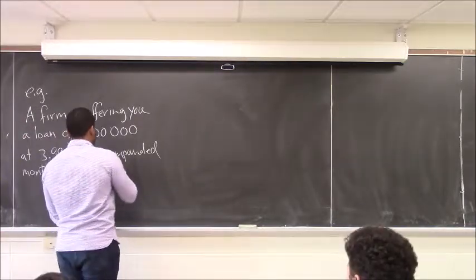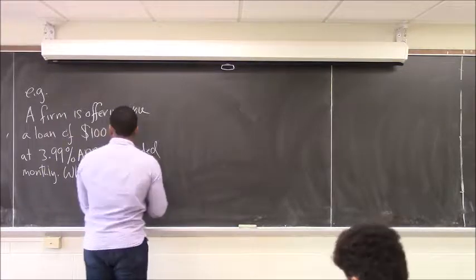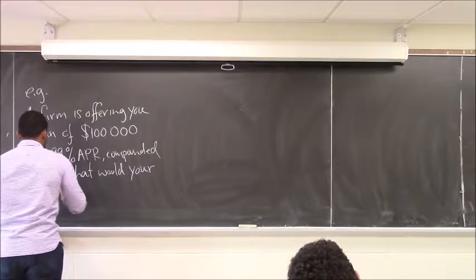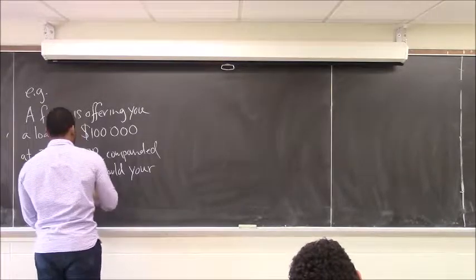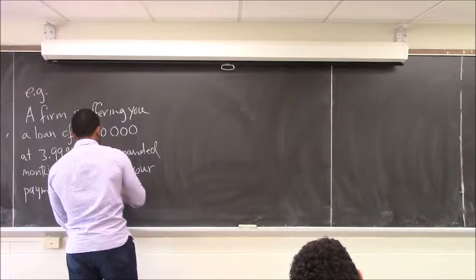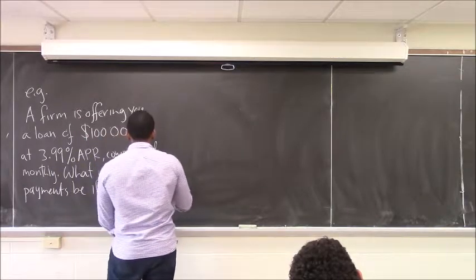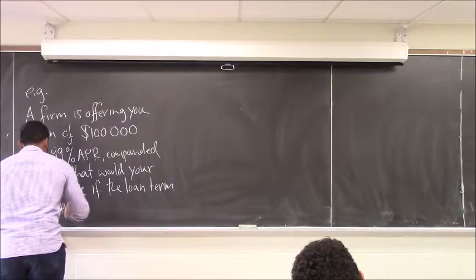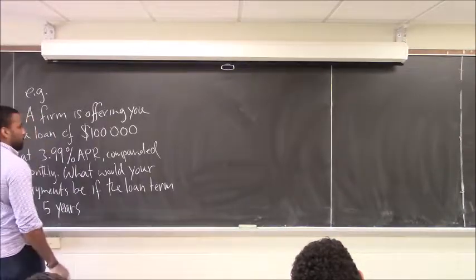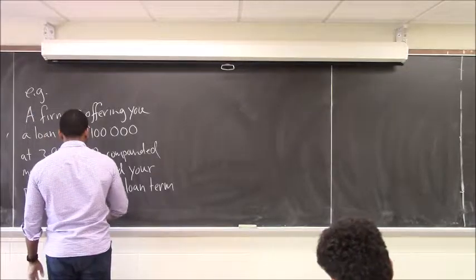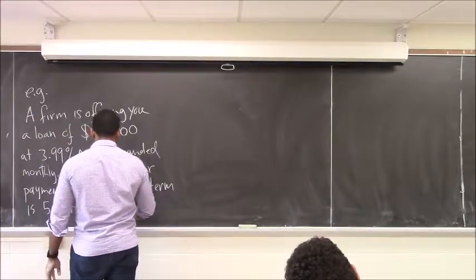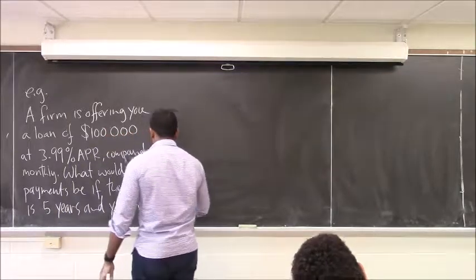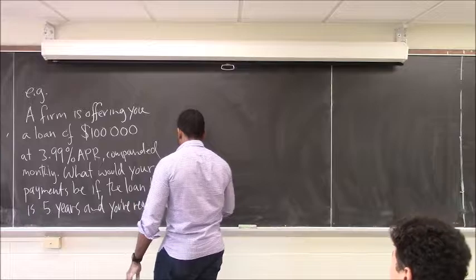What would your payments be if the loan term, that means the length of the loan, is 5 years? And you're required to pay fixed installments.